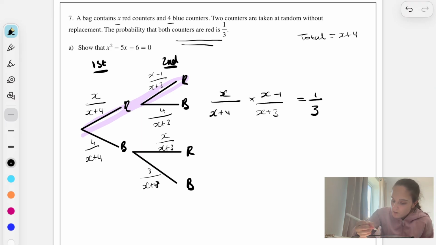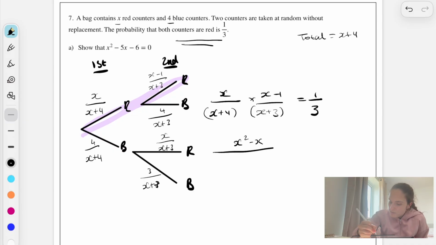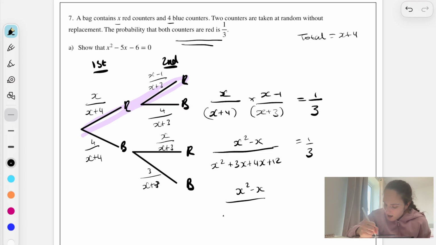So now we're going to multiply the numerators and the denominators. So x times x minus 1, that's going to give us x squared minus x. And we have x plus 4 times x plus 3. So if we expand that, we get x squared plus 3x plus 4x plus 12. And that's equal to 1 over 3. So now we can simplify that. So x squared minus x over x squared plus 7x plus 12. And that equals 1 over 3.